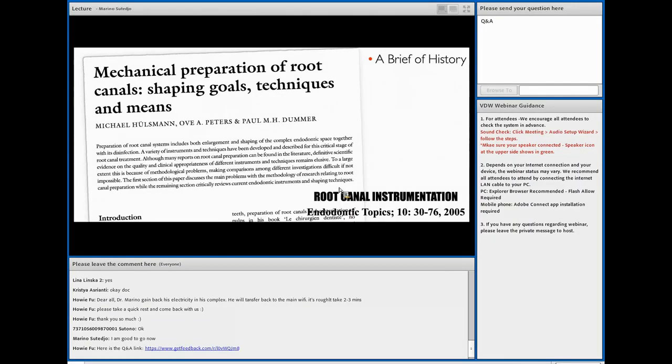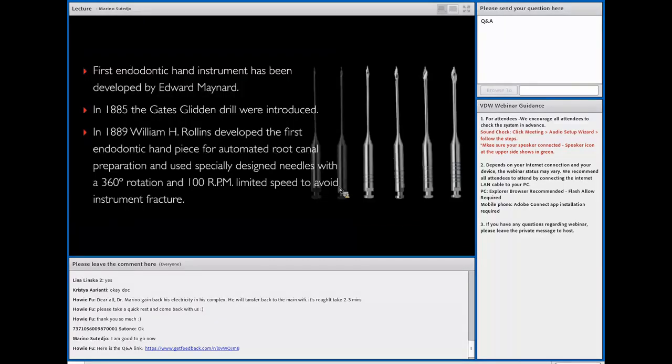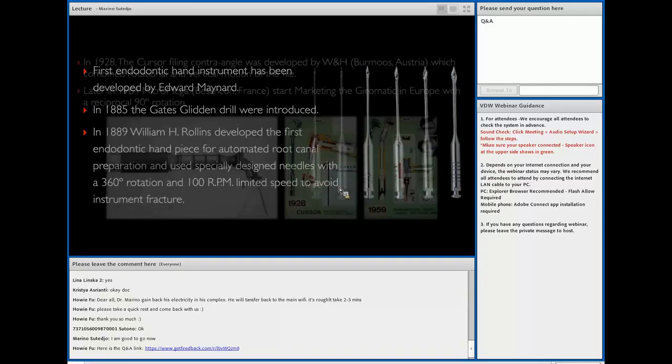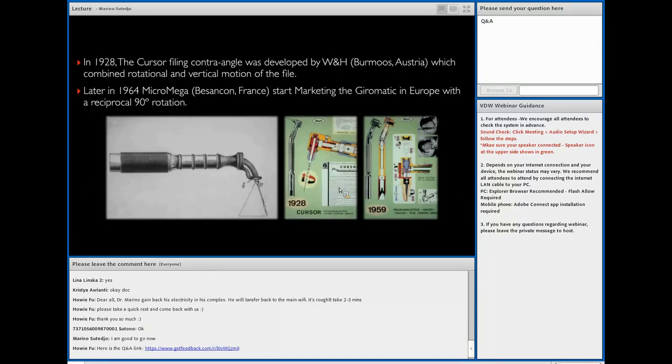I just want to take us through a brief history of instrumentation. The first endodontic instrument was introduced by Edward Maynard. And in 1885, there was the Gates-Glidden drill, which has been there for a long, long time. And then in 1889, the first endodontic handpiece was created by Rollins, with 360-degree rotation, but limited to 100 RPM, to avoid fractures of the instruments.